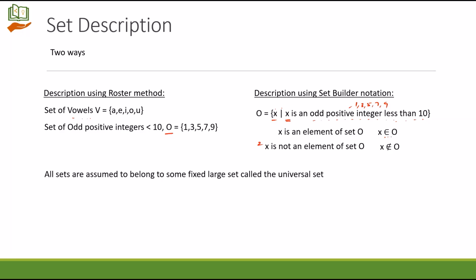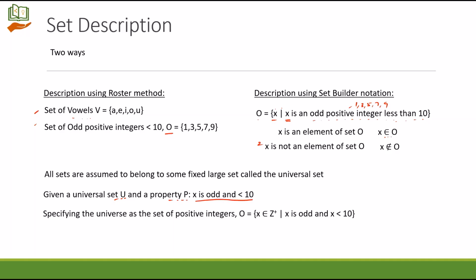All sets are assumed to belong to some fixed large set called the universal set. So there is a universal set, and inside this universal set we are placing whatever sets we have taken as examples here. Given a universal set and a property, if we take this particular set O, what is the property of this set O? Set O has elements that are odd as well as less than 10, specifying the universe as the set of positive integers.